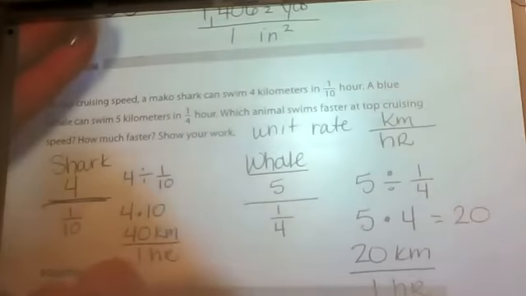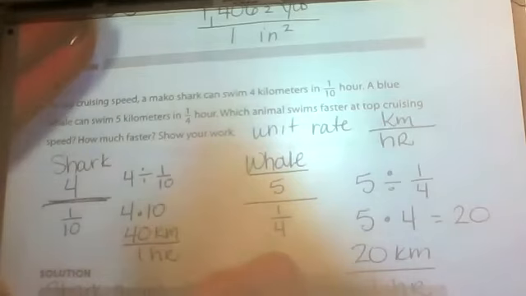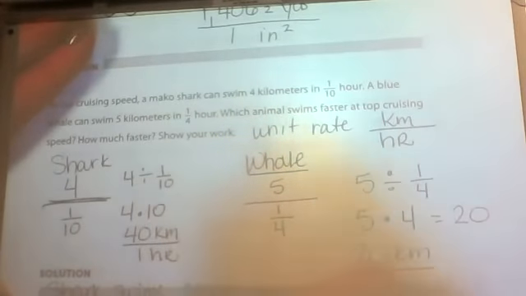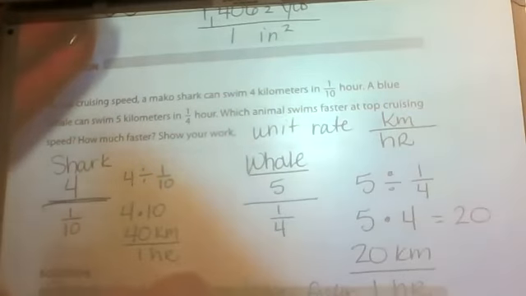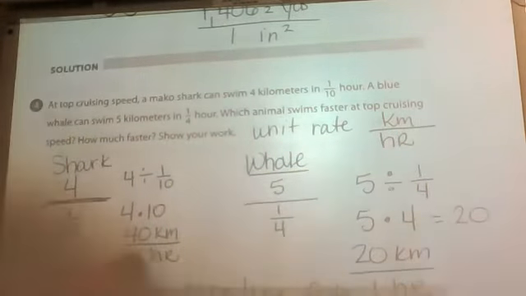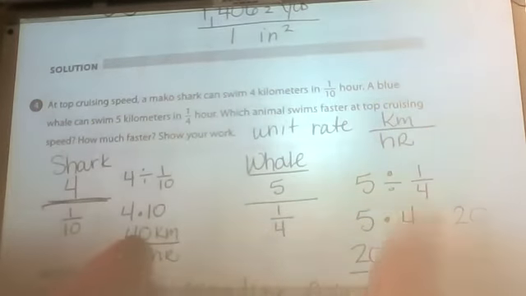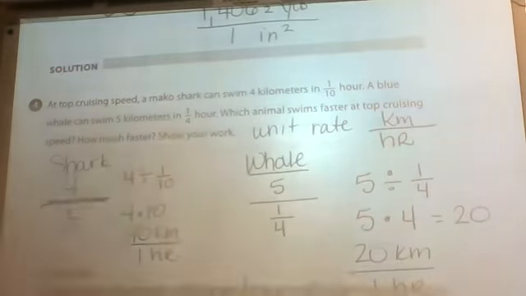So the shark swims 20 kilometers per hour faster than the whale. How I got that is because the shark swims 40 and the whale only swims 20, and 40 minus 20 is 20. So the shark swims faster.